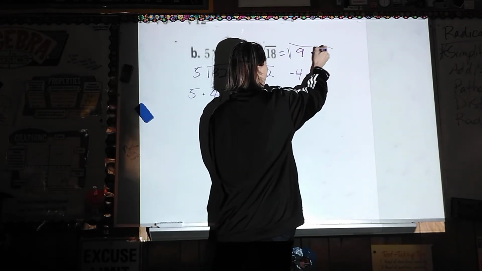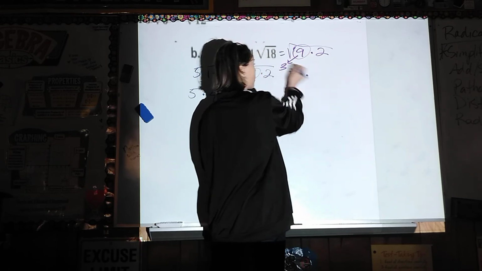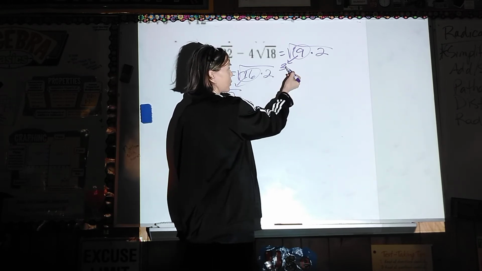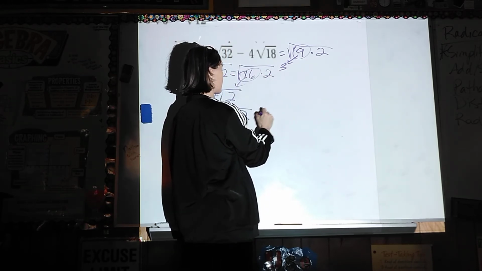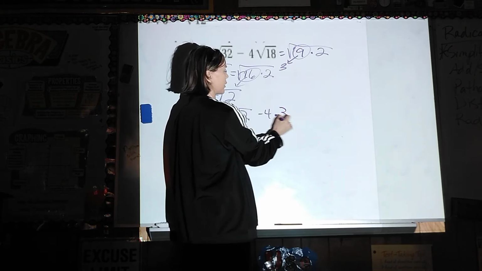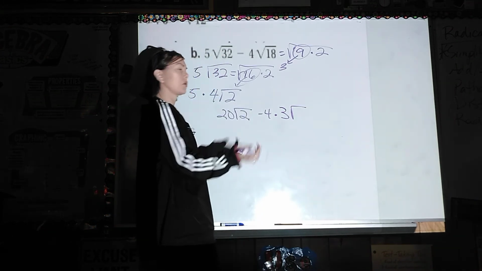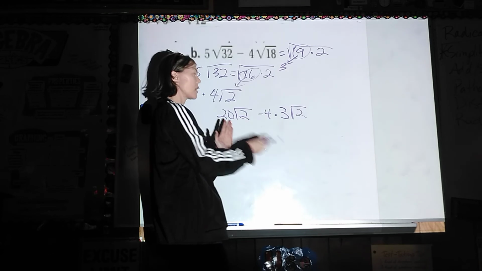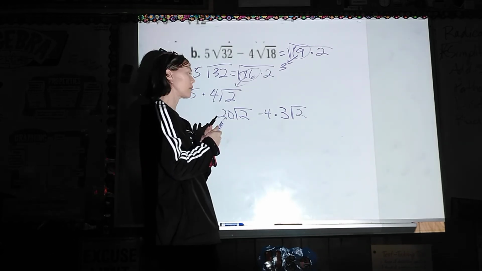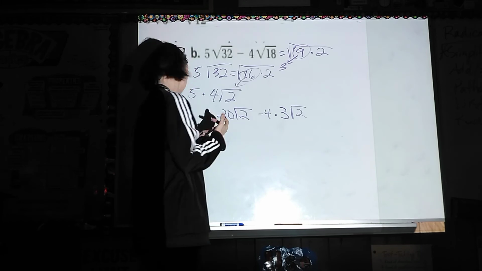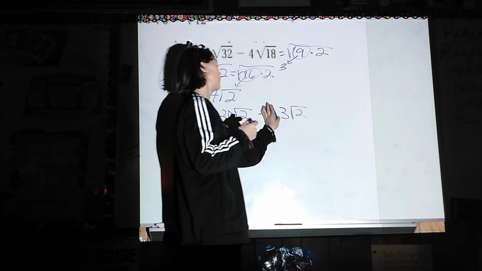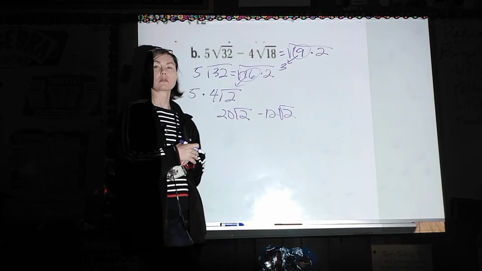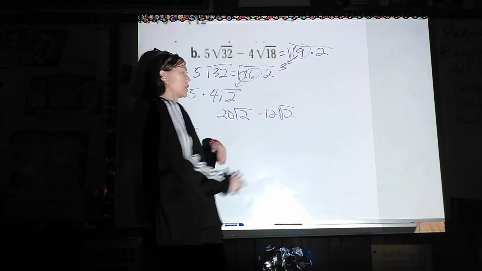Right, 9 times 2. Circle the 9. And we pull out the square root of 9, which is 3, and there's a negative 4 here. So negative 4 times, we're going to put 3 there, and what is still under the roof? 2. Okay, so there's our leftover. And do these match? Yes, they do. Okay, and so a negative 4 times 3 gives me what? Negative 12. Do they match now? Yes, they do.